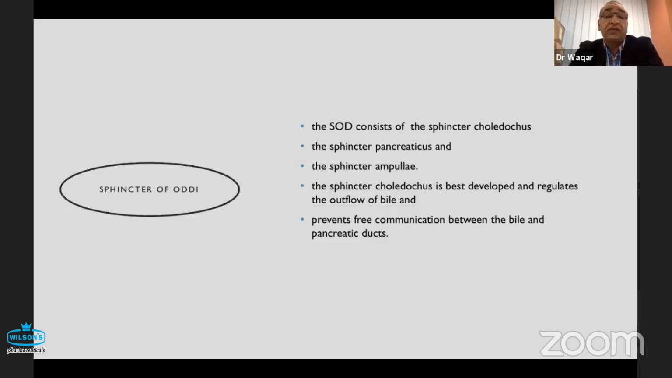Of all these, the sphincter choledochus, or the sphincter around the common bile duct, is the best developed and regulates the outflow of bile. It is important, especially when we are doing sphincterotomies, because unless and until the sphincter of Oddi is completely cut, the sphincterotomy is not effective. And it prevents free communication between the bile and pancreatic duct, and also between the bile duct and the duodenum.